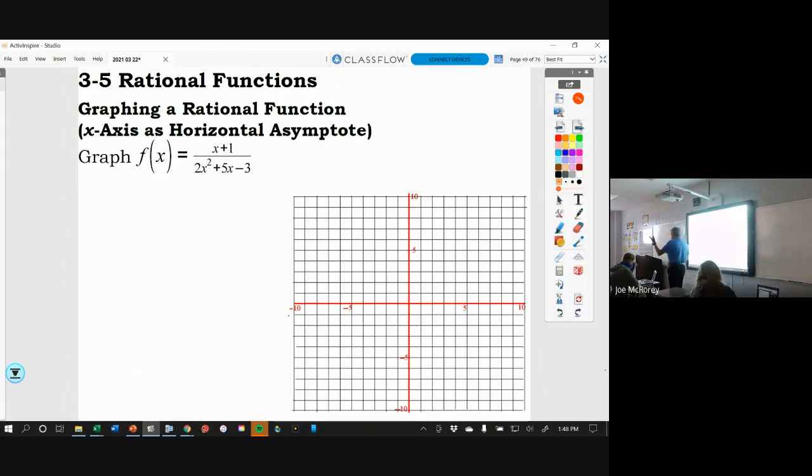What's the degree of the top? Degree of the bottom? Do we have a horizontal asymptote? 0. At 0. Yes. Okay.